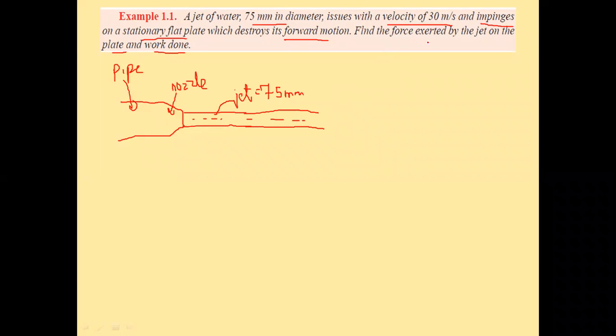Okay, and it impinges. Impinges means it strikes on a stationary flat plate, which is going to destroy its forward motion. It is going to destroy the forward motion of the jet, the water jet. That means the forward motion of the jet in this x direction is going to be destroyed after the jet strikes the plate. Why? Because the water jet is going to get deflected at 90 degrees.